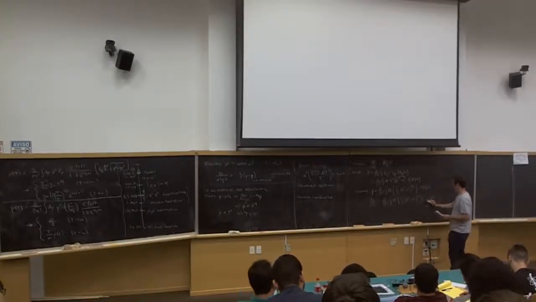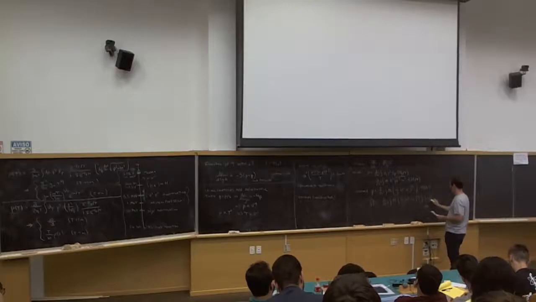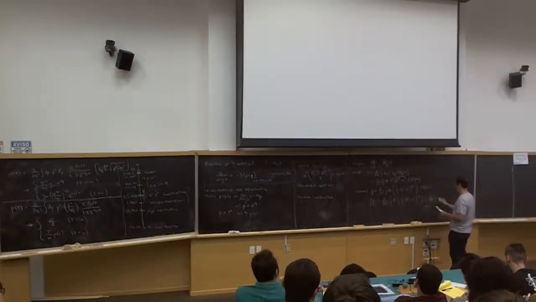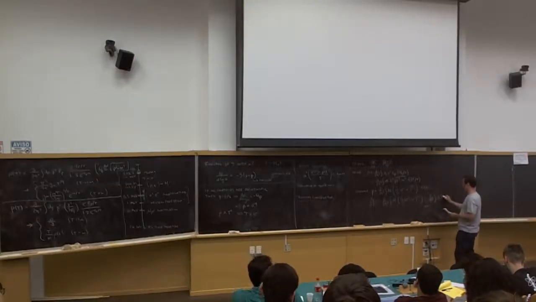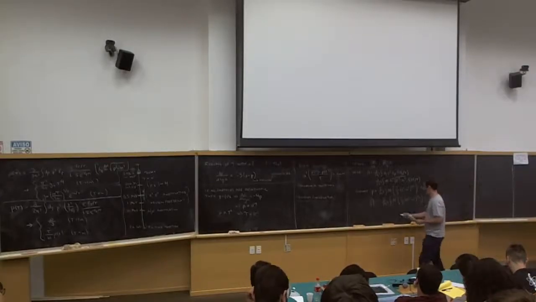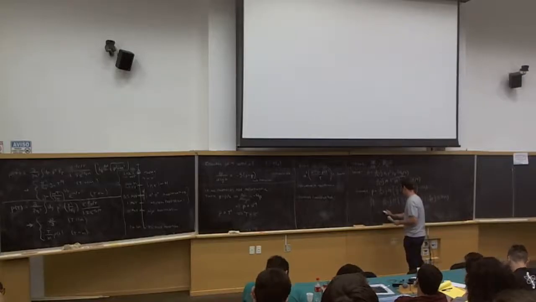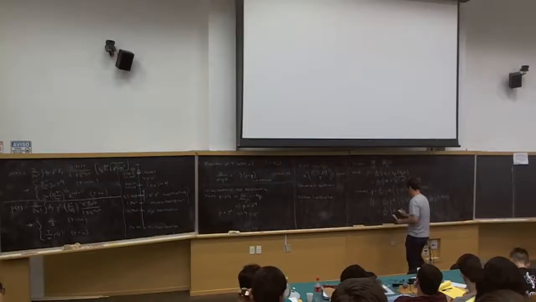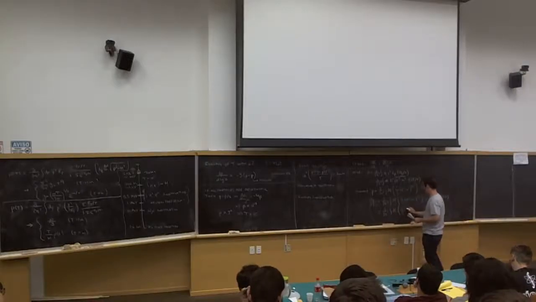When I differentiate this with respect to temperature, I get minus e over t squared times f prime of e over t. Now, there's a little non-obvious trick here.